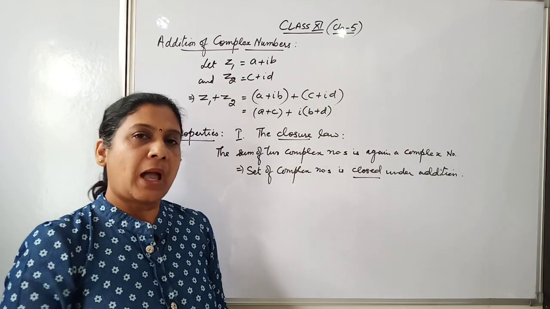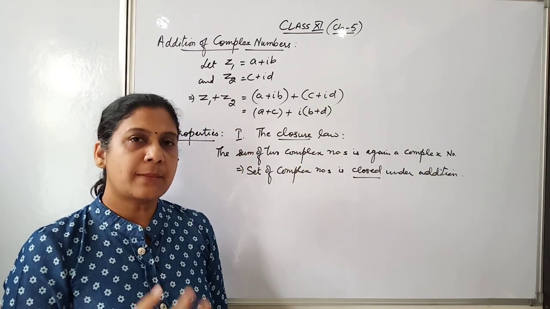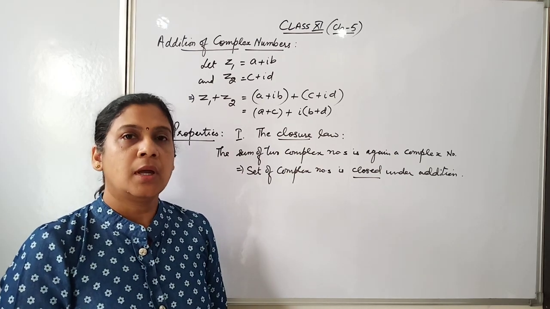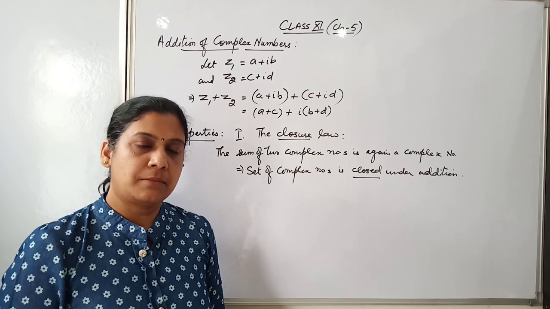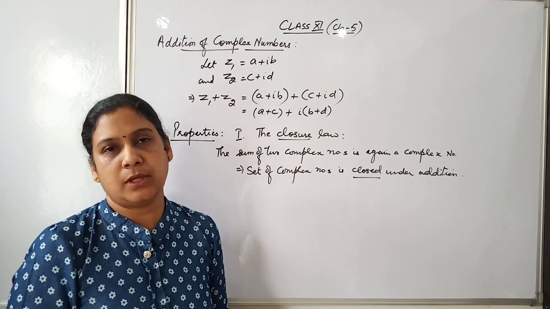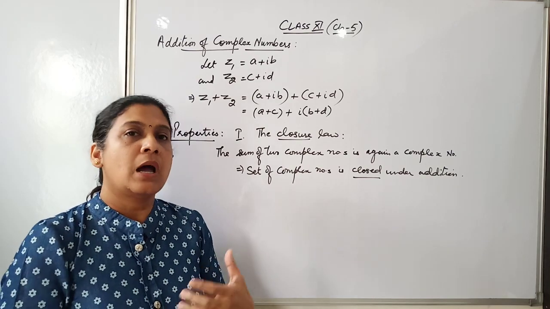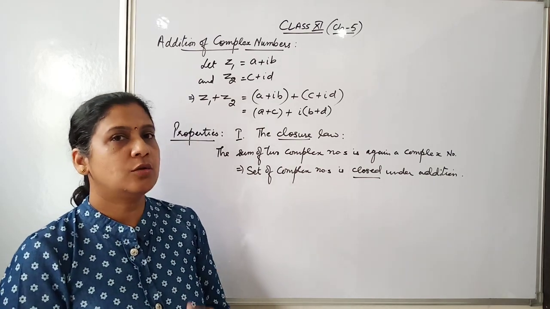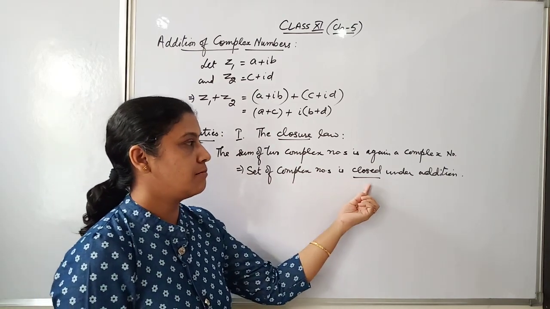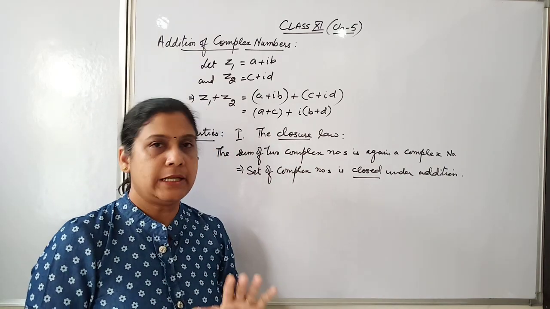For example, आपके पास एक सेट है कॉम्प्लेक्स नंबर्स का, उसमें से आपने दो कॉम्प्लेक्स नंबर्स लिए z1 and z2. You added them both and the result is again a complex number. मतलब रिजल्ट आपको उसी सेट में से अवेलेबल हो गया, आपको कहीं बाहर से लेके नहीं आना पड़ा कोई नंबर. So it means the set is closed. आप उसके अंदर बड़े अच्छे से एडिशन कर सकते हो और रिजल्ट्स वहीं अवेलेबल होंगे. So that is why we say set of complex numbers is closed under addition.